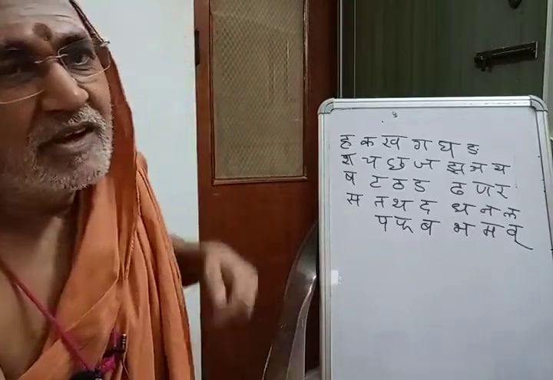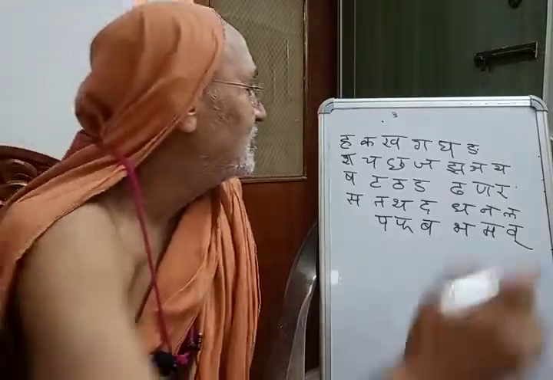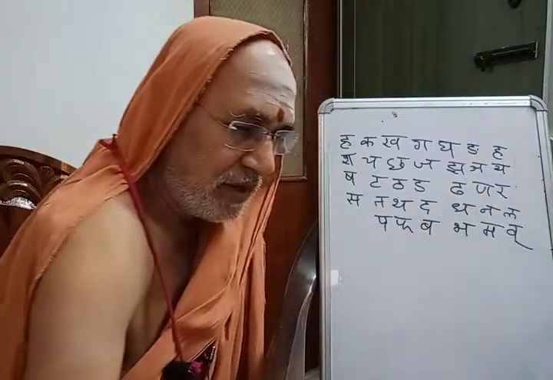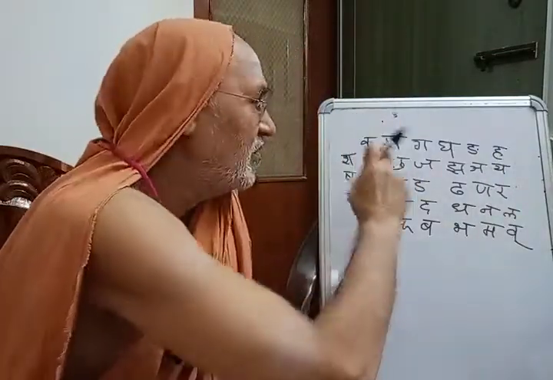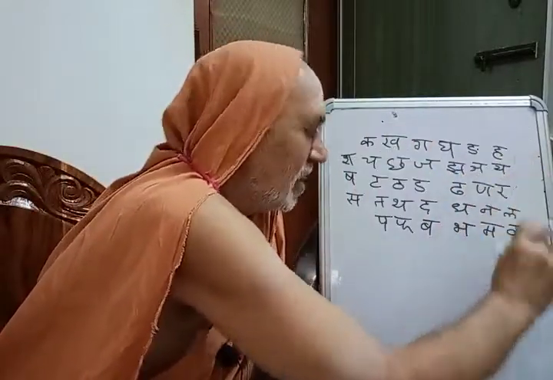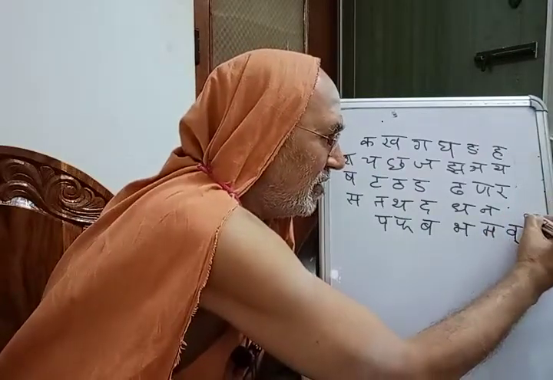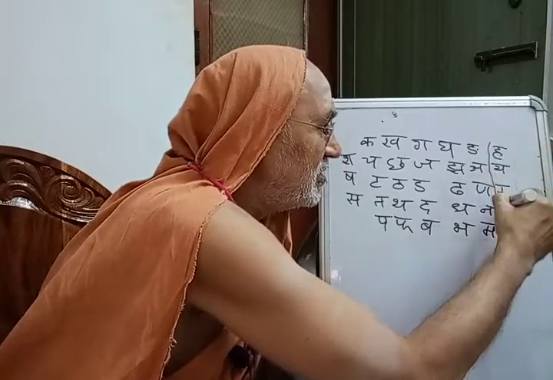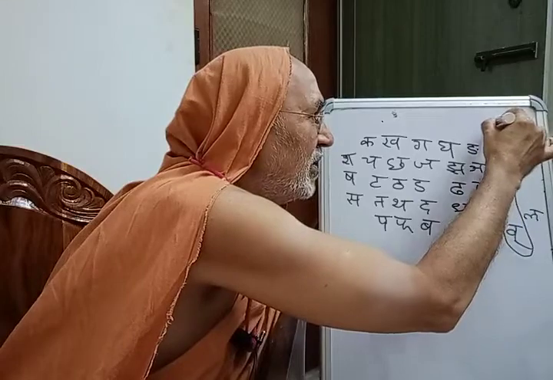5th sutra, what is it? Ha ya va ra ṭ, la ṇ. Ha, I am putting it like this. Ha is pronounced from the Kanthasthana. So, ha, ya, va, ra, la. These put together, Shiva made the 5th sutra.